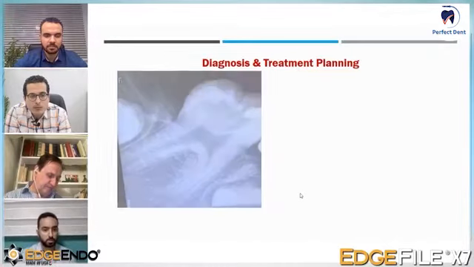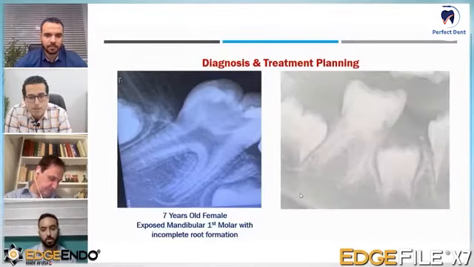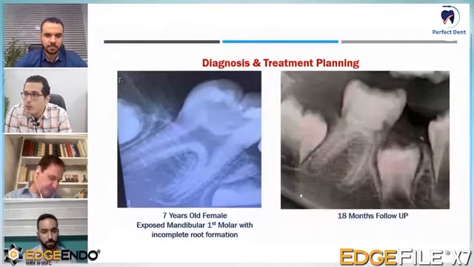Another case is this young girl, 7-year-old with an exposed lower first molar. We made, it's obvious, it has almost half root completion only. We made an MTA pulpotomy under general anesthesia. And in 18 months follow-up, it's evident that there is a proper root formation.